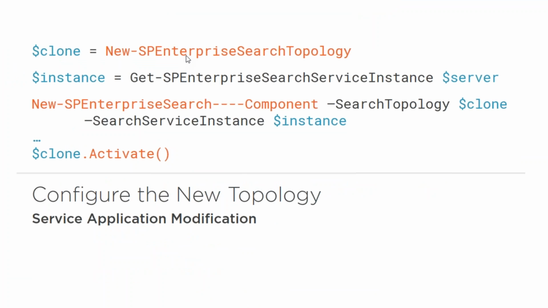So creating the new topology, you're going to call New-SPEnterpriseSearchTopology and create that clone. And then for each component that you want to add, you're going to get an instance of the server where you want the service to be running. Then you'll call New-SPEnterpriseSearch whatever component, from one of those 6 search components. Pass in the search topology of the clone that you created earlier, and pass in the search service instance of the server instance where you want that running. And then you'll call clone.Activate when you're done with the build. That will create your new search topology.